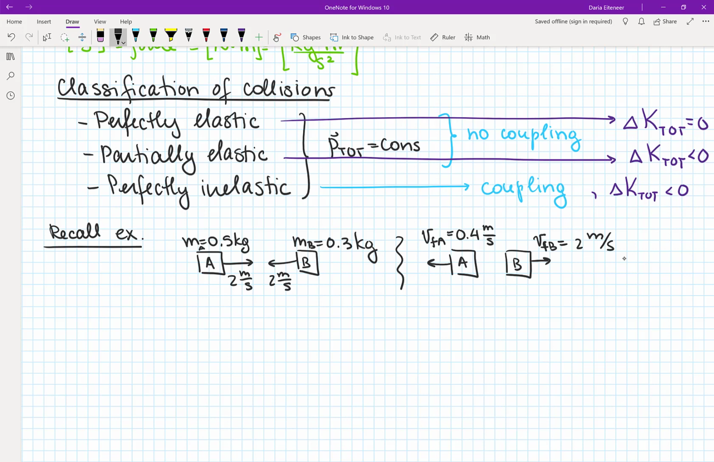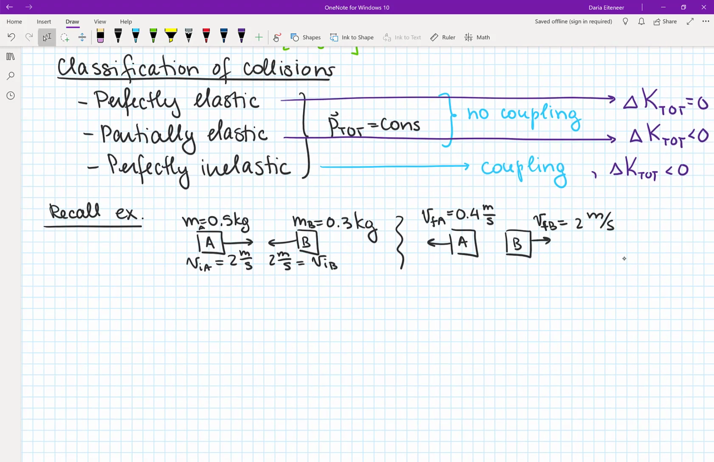And I should label these as V initial A, and this is V initial B. So let's see how the energy stuff works. Obviously, these objects are not coupling to each other, so this could not be an inelastic collision. So it has to be one of the first two kinds. So we're going to check what happens with kinetic energy.